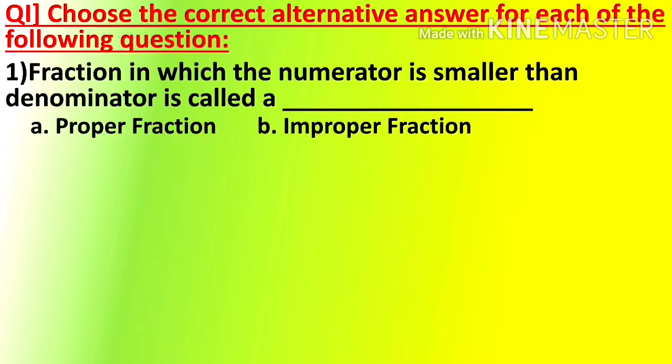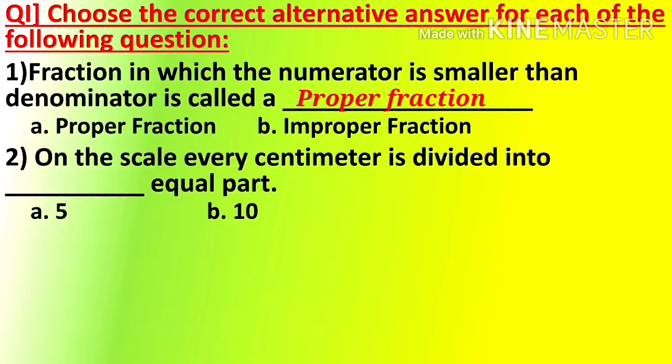The first fill-up is given. Fraction in which the numerator is smaller than denominator is called a dash. Students, I have explained to you that a fraction whose numerator is smaller than the denominator is called a proper fraction. So our correct answer is option A, proper fraction.